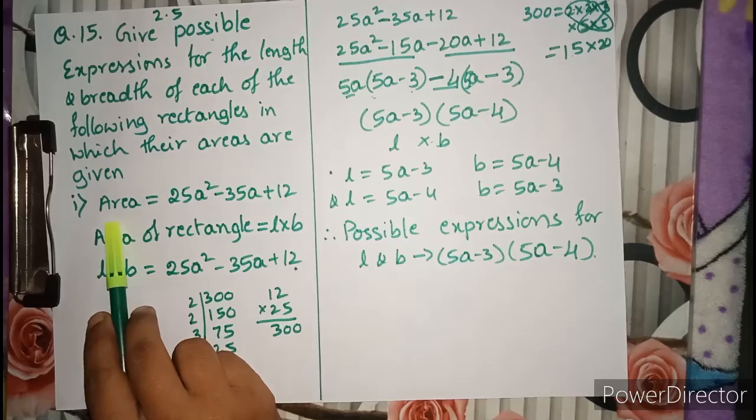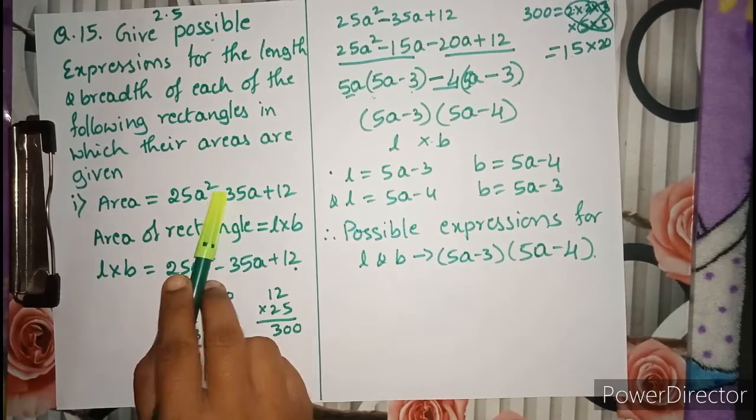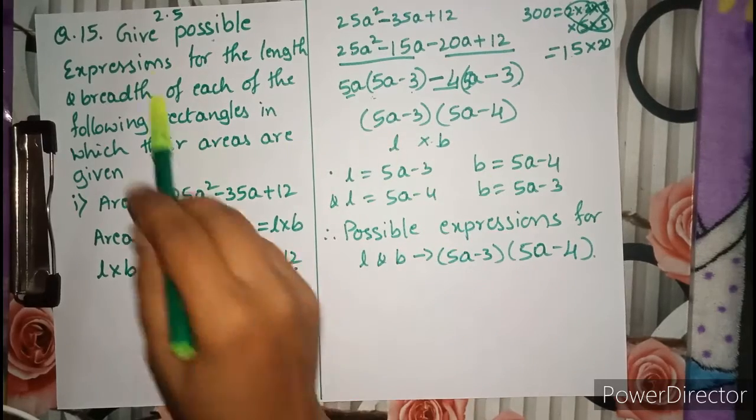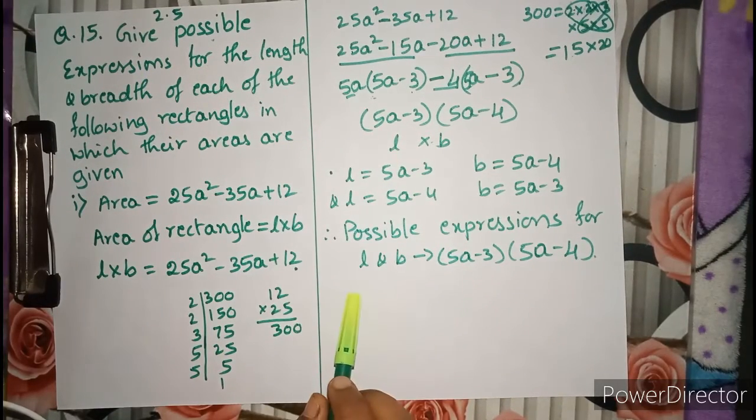In the same way, please try the second one. Area is given, factorize it. The factors are the length and breadth of the rectangle. If you don't get it, please comment and I will solve it.